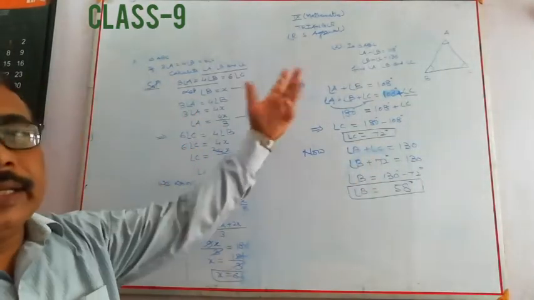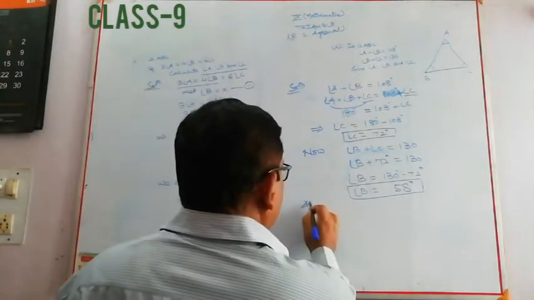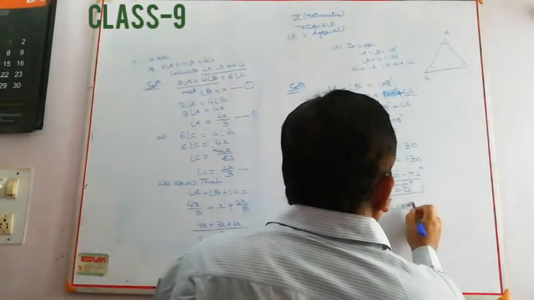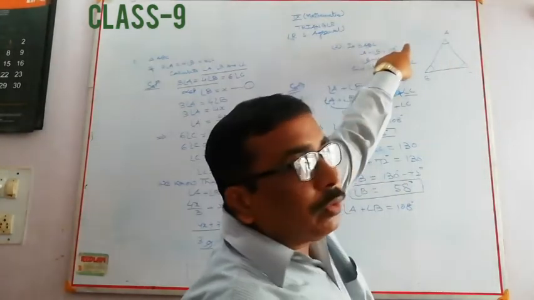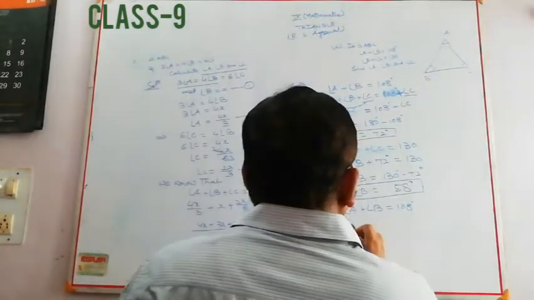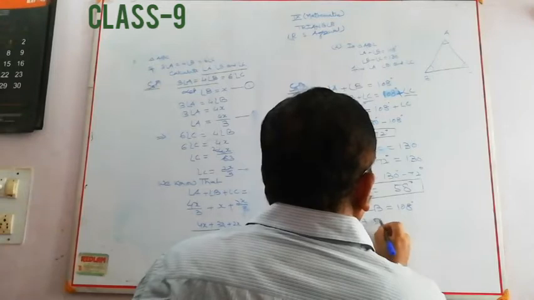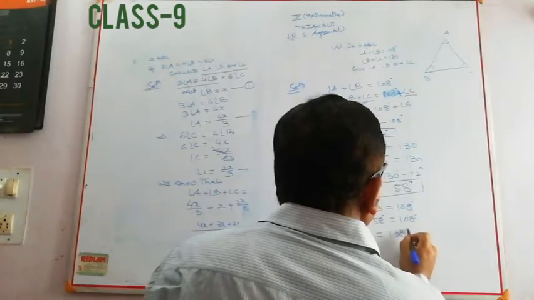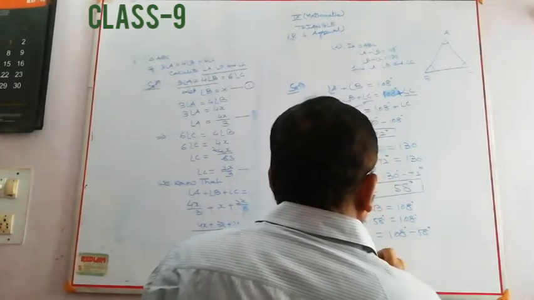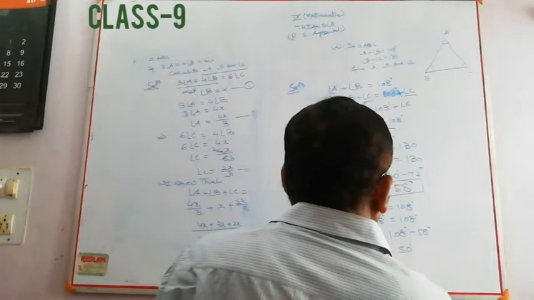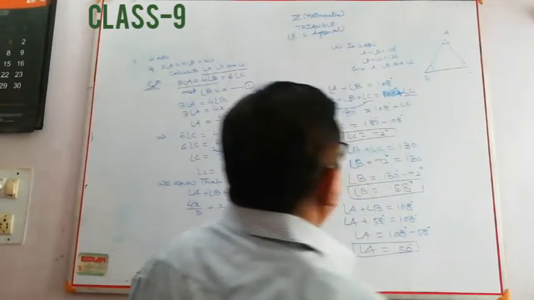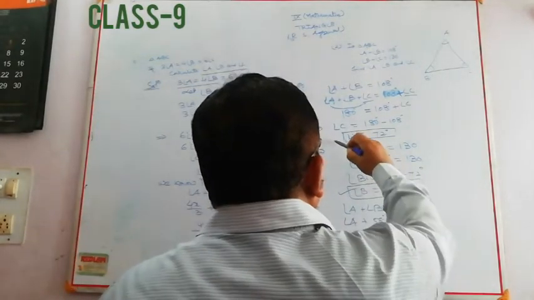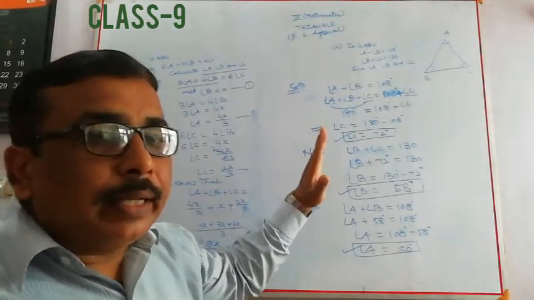Then I find the angle A. Angle A plus angle B is equal to what? 180 degree, given in your question. Angle B is equal to what? The 58 degree. A is equal to what? 180 degree minus 58 degree. A is equal to what? 50 degree. It means A is equal to 50 degree, B is equal to 58 degree, and C is equal to 72 degree. These are the value of angle A, B and C.